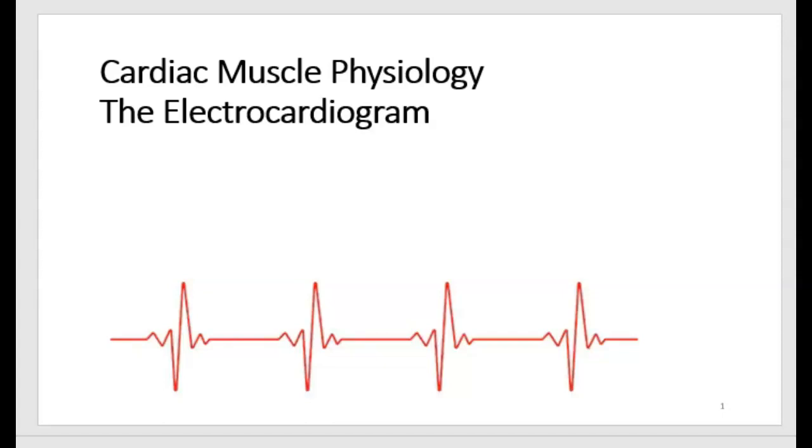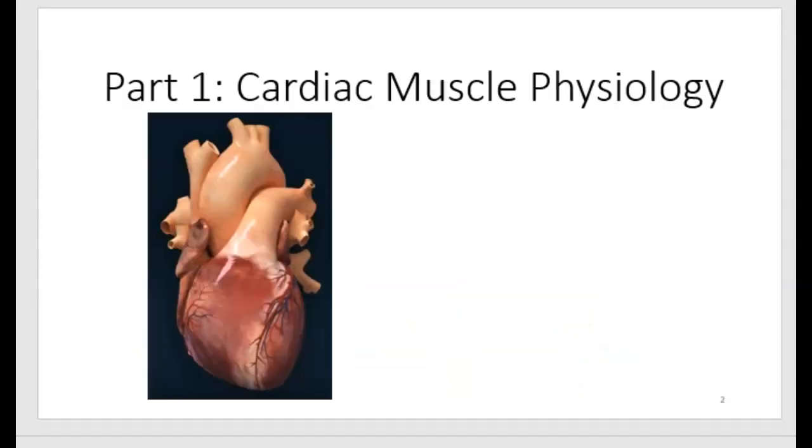In this lecture, we'll look at how cardiac muscle cells contract. That's the cardiac muscle physiology part. And then we'll also look at electrocardiograms and find out exactly what an ECG measures. So first, let's start with cardiac muscle physiology. How does the muscle contract?